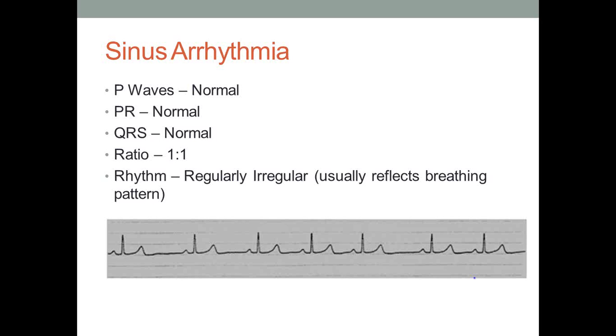The regularity, though, again, is different. So look at the distance between these QRS complexes. They're all different, which means this rhythm is irregular. It is regularly irregular. Okay? Sinus arrhythmia is usually caused by breathing. So as you inhale, you cause increased pressure on the heart, which causes the heart rate to speed up a little bit. And when you exhale and empty the lungs and decrease the pressure on the heart, the rate will slow down. So that is sinus arrhythmia.